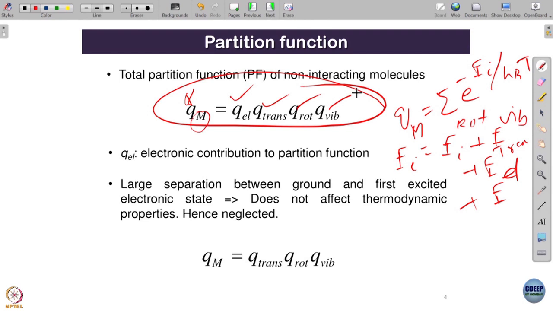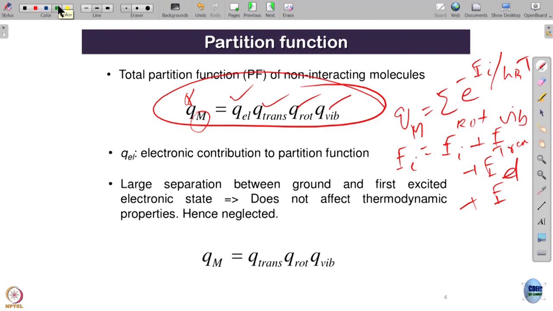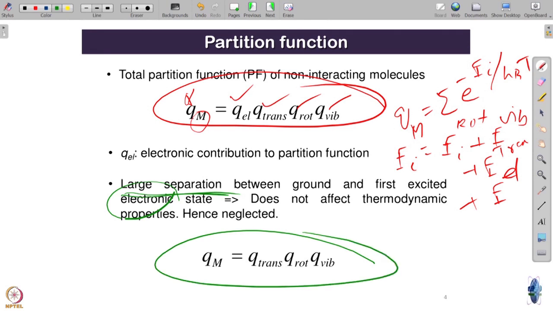Now, as I said, much of these studies are at room temperature, ambient conditions, where the electron is in its ground state, unless they are electronic transitions optically excited, which is again a very huge branch of physical chemistry. If not, then we are looking at a large separation between ground and excited electronic states, and that does not affect the thermodynamics or most of the properties. So we can ignore that. We don't need to talk of electronic right now. Then my molecular partition function becomes the product of translation, rotation, and vibration. We have already done translation.